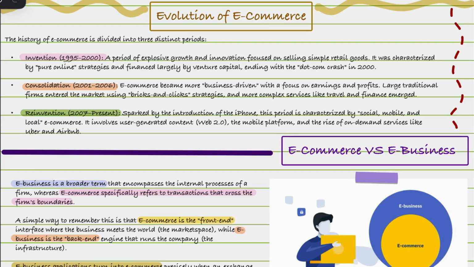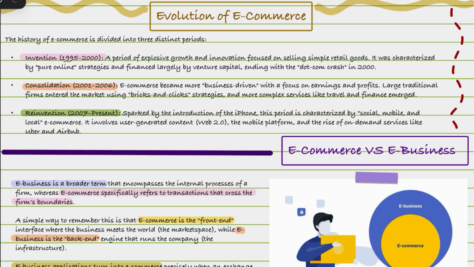All right, so the traditional retail brands stepped in and they started blending the physical stores with online platforms using a bricks and clicks approach. All right, and then we have the reinvention period. This wave was sparked by the smartphone revolution. This modern era is driven by mobile accessibility, social media influence, localized services, and on-demand platforms like Uber, Airbnb. So these are the 3 phases in which we divide the evolution of e-commerce in shorter form.